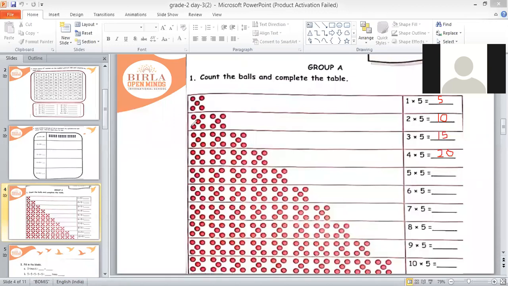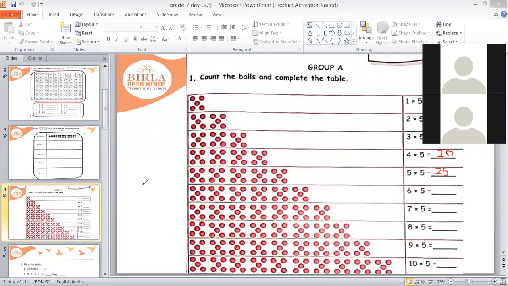After that, Ashrita, next, how many balls are there? Yes, ma'am. Fifth one. Quickly count and tell. 6, 7, 8, 9, 10, 11, 12, 13, 25 balls, ma'am. Yeah, 25. So in the next one, we'll write here 25. Okay, that's correct.